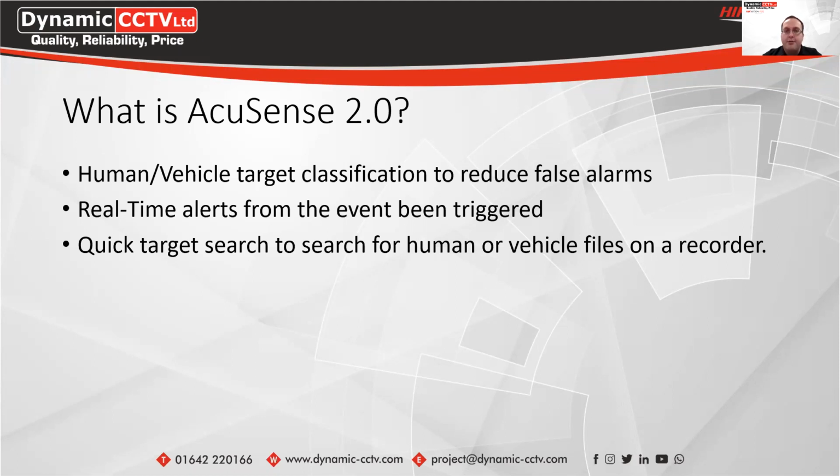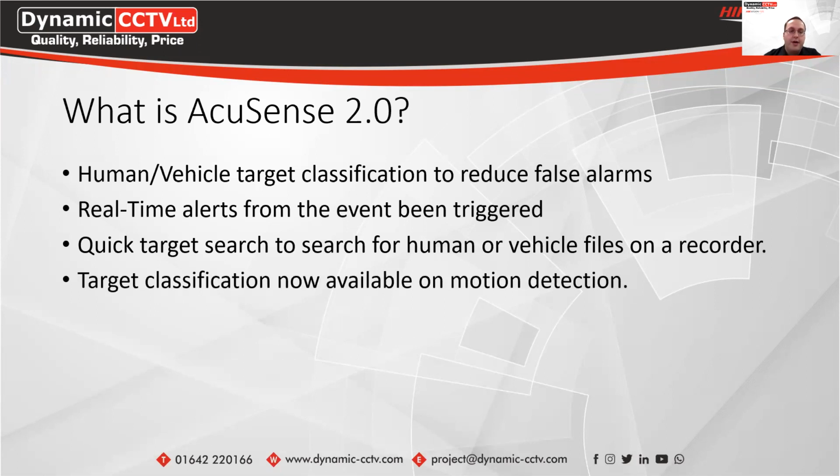Instead of having to scroll through your recordings on the actual NVR, using your timelines, you can go into the quick search option on the NVR and search for human-only files between certain times. You can see every time the humans cross that line or enter that intrusion zone, and vice versa with vehicle files as well on the system. So it makes it a lot more easily useful for end users and customers alike as well.